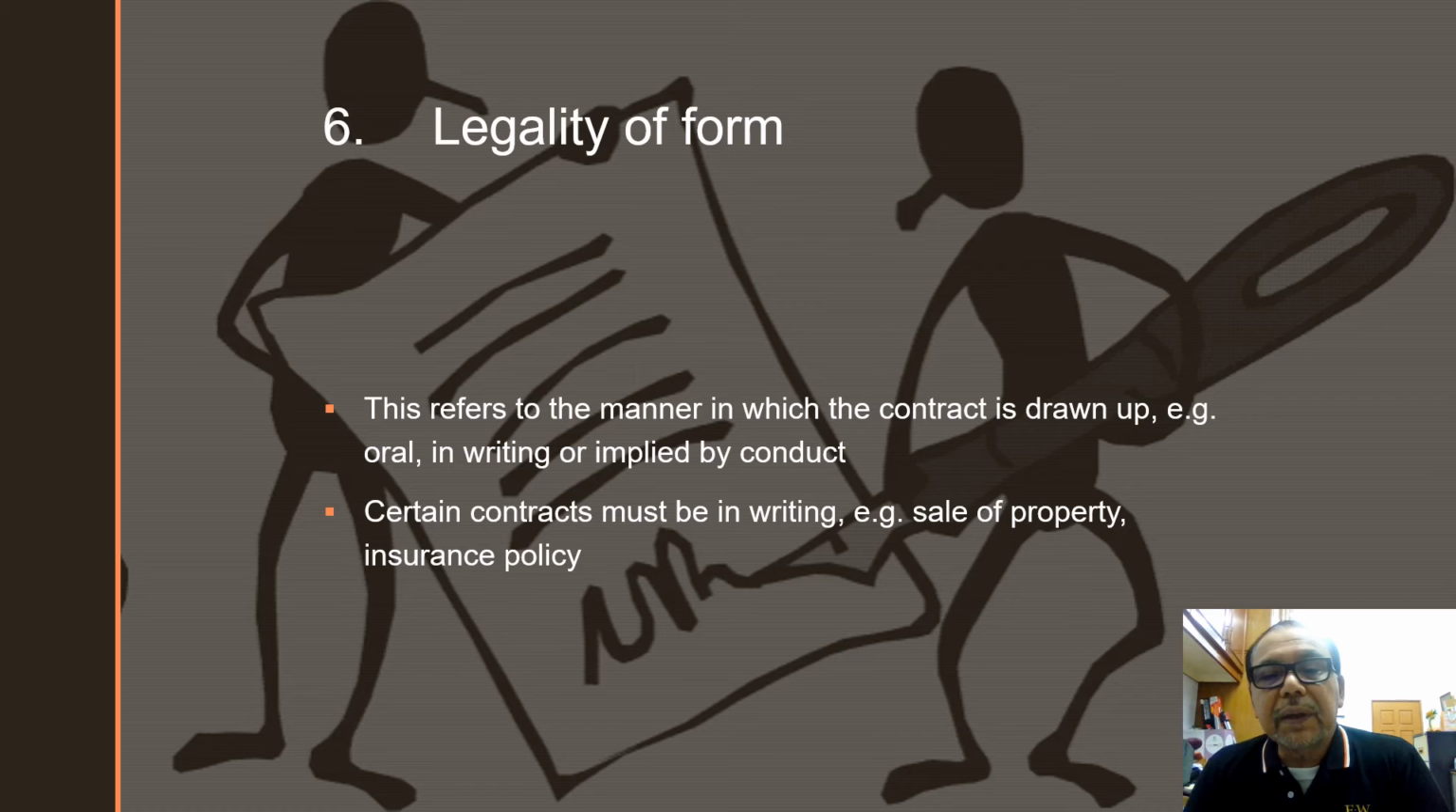Certain contracts must be in writing, and certain contracts cannot be oral or implied by conduct. For example, sale of property and insurance must be in writing. So certain contracts cannot be done by implied conduct or orally.